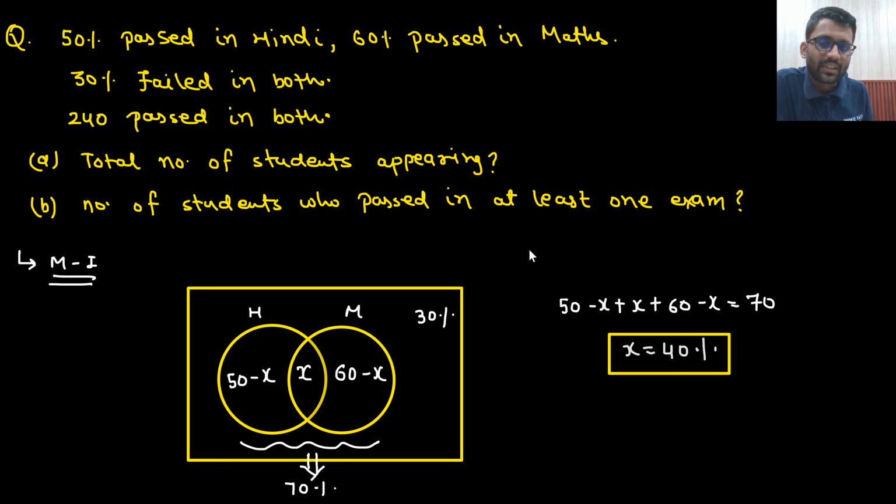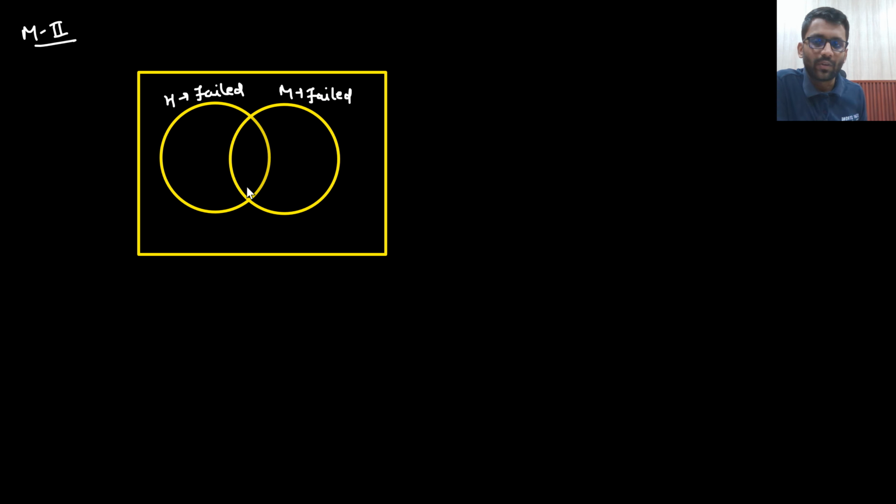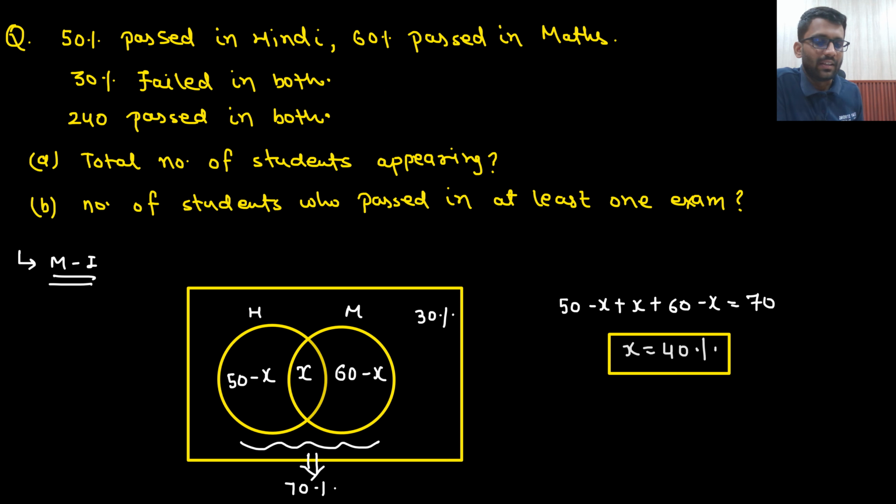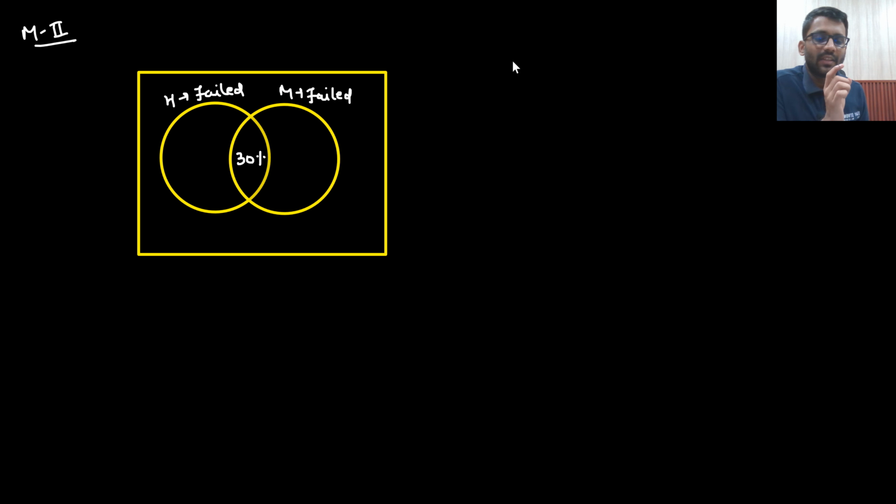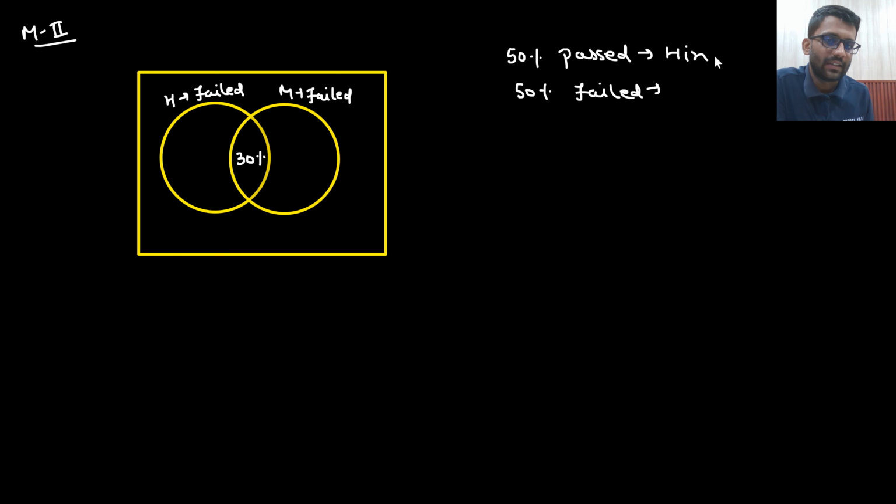Here they are saying 30% failed in both. So I can see the common one, that 30% are there who failed in both. And what they are saying, 50% passed in Hindi. That means if 50% of the students passed in Hindi, then 50% of the students failed in Hindi. So 50% failed in Hindi, that means this will be 20%.